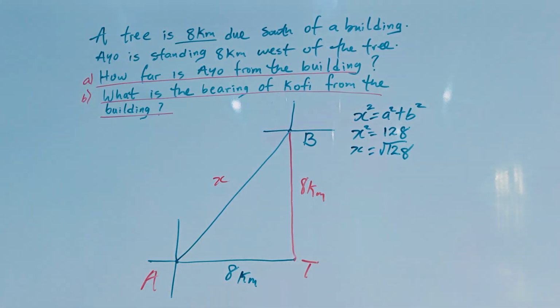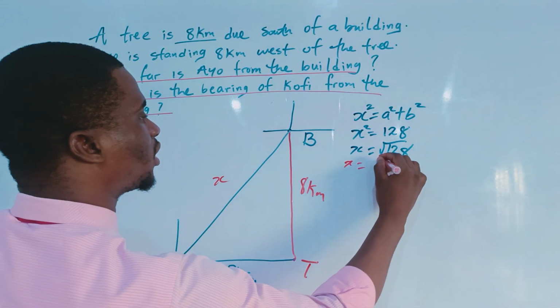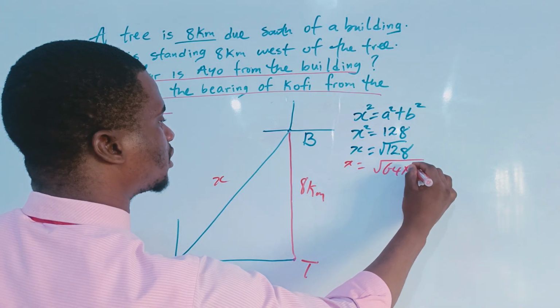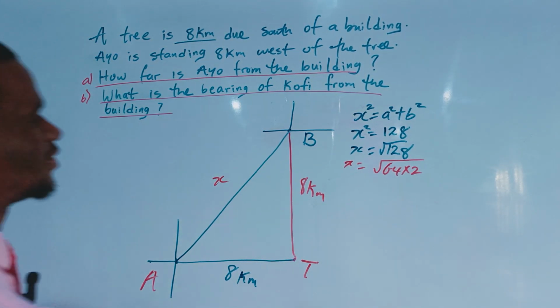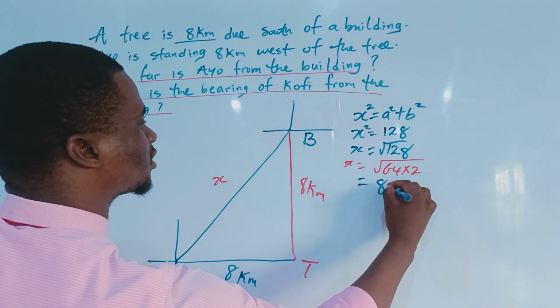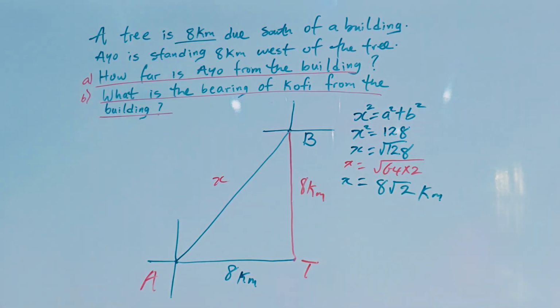We can simplify 128 further. Break it down. We have a perfect square, 64 times 2. 64 is the perfect square, and the square root of 64 is 8. So we have 8 root 2. So this is the distance. This is how far Ayo is from the building.